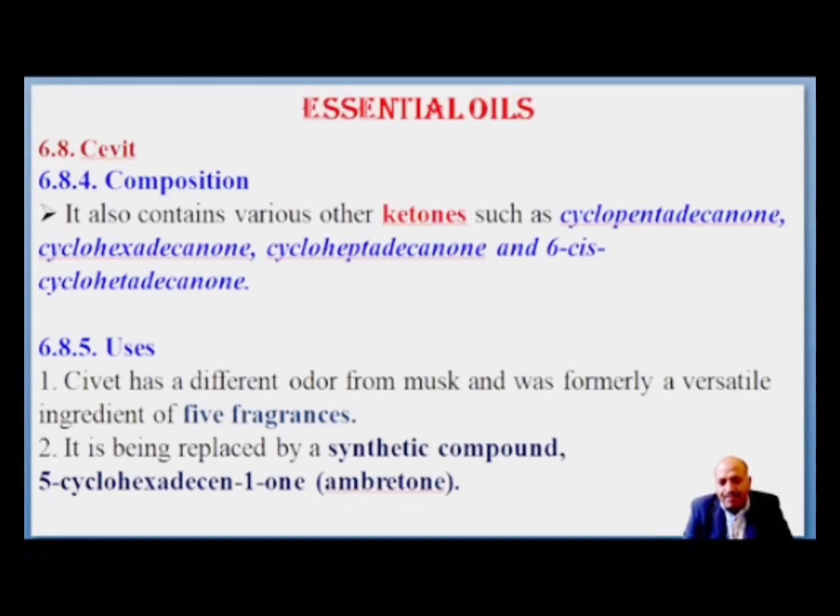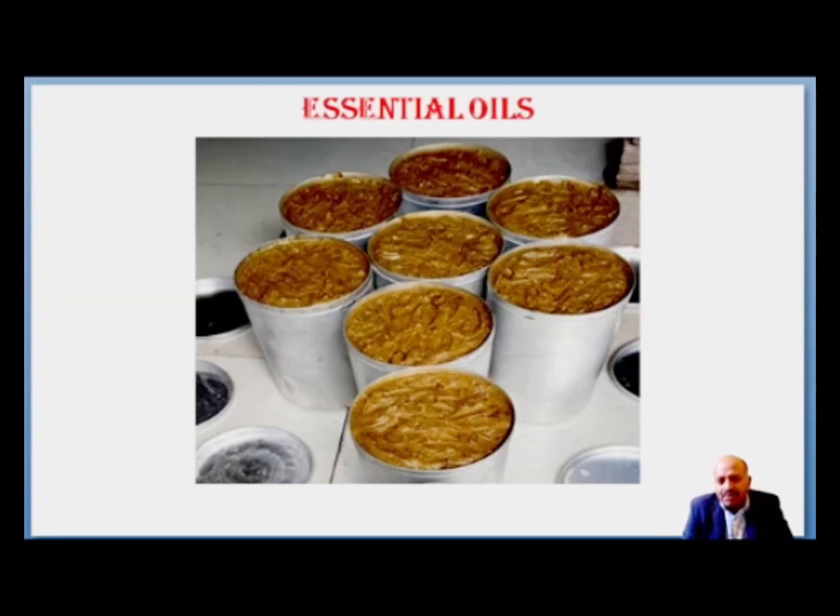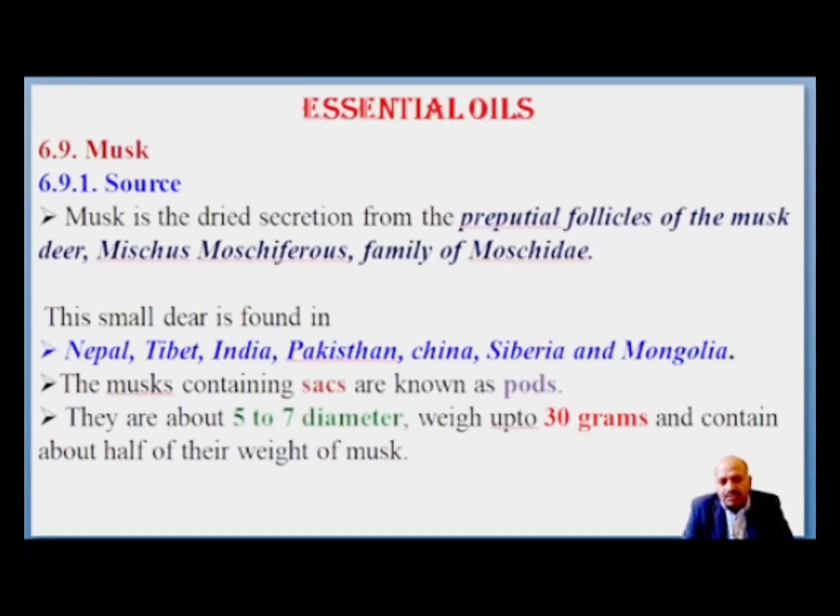It is being replaced by a synthetic compound, 5-cyclohexadecanone, ambretone. This is the picture of the concentrated civet oil. When the animal is killed, or the gland is separated from the animal, you can observe that a concentrated brown colored thick liquid is formed. This is like a paste we can say. This is the concentrated civet oil. Next one is musk oil.